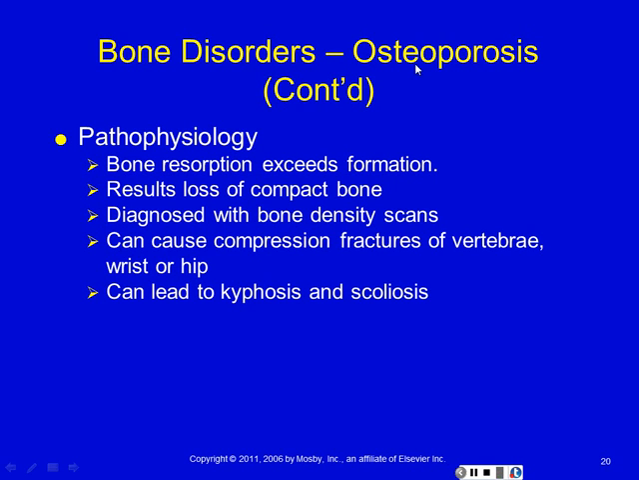So in osteoporosis, it's a breakdown of that balance. More bone is being reabsorbed than is being laid down. So what happens over time is bone gets weaker and weaker. So essentially it has less calcium, less hardness, and it makes it more susceptible to fracture, particularly in compact bone. Remember, we have compact bone and spongy bone. Osteoporosis preferentially affects compact bone.